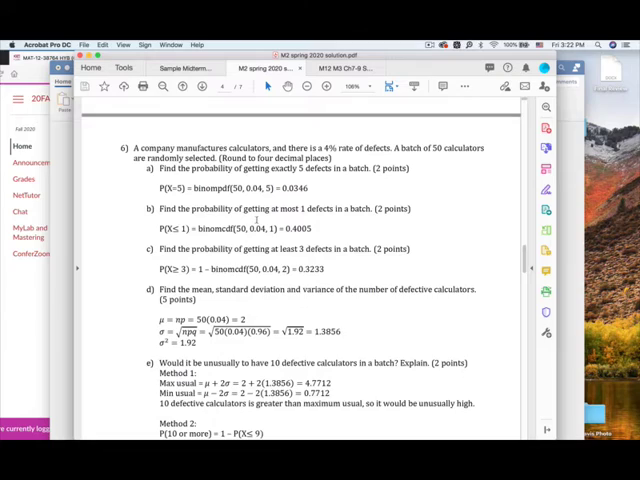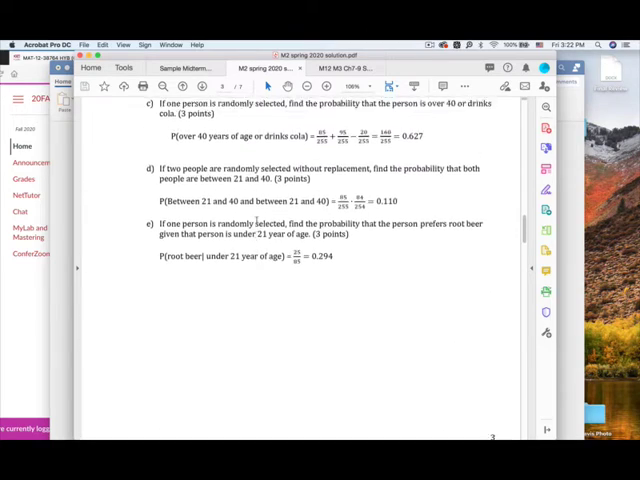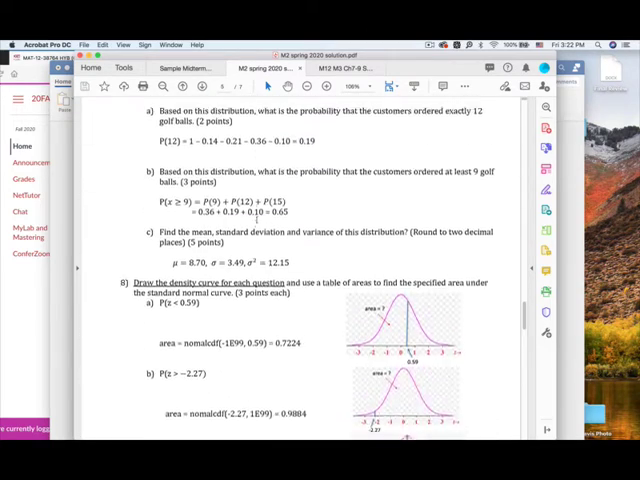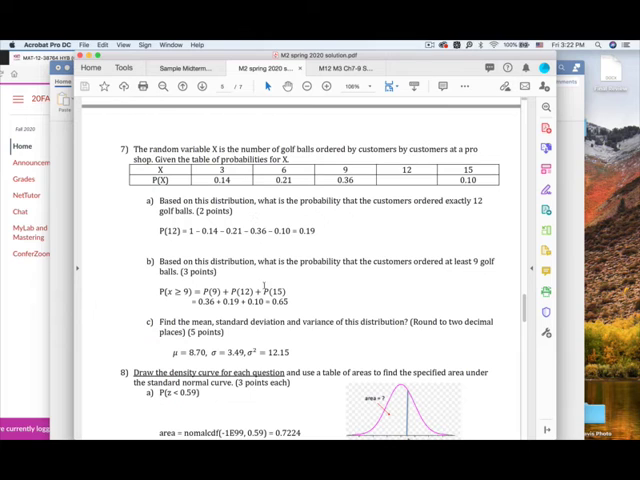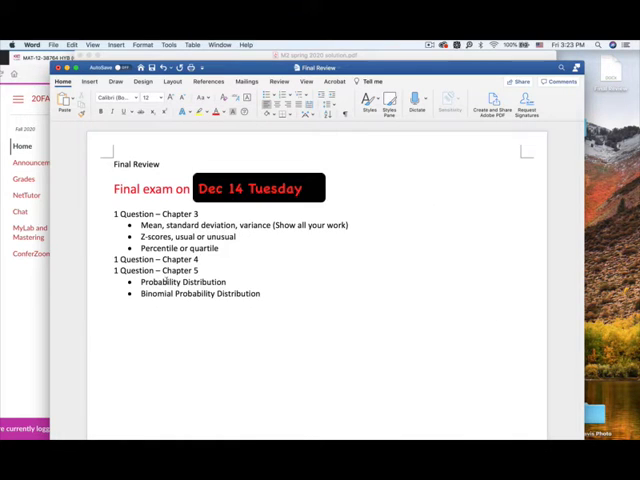So this is a binomial probability distribution, or you may have a probability distribution, just like these questions. Same idea: write down the probability of what you're looking for, show me your work, and also the final answer. So this is going to be chapter 5, either probability distribution or binomial probability distribution.